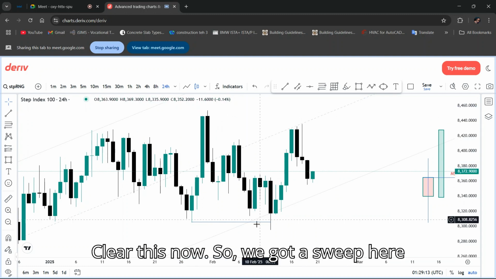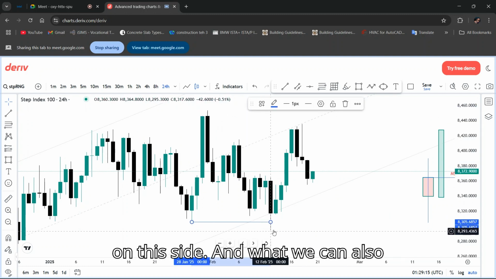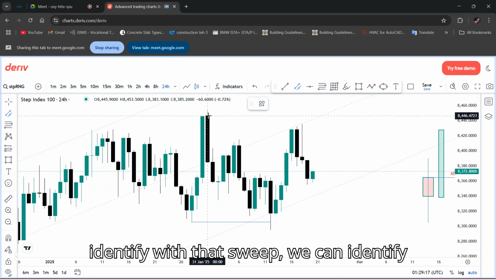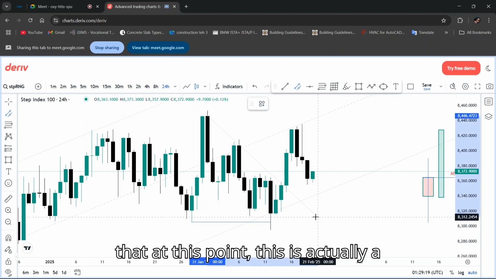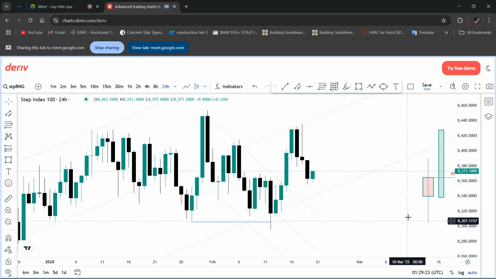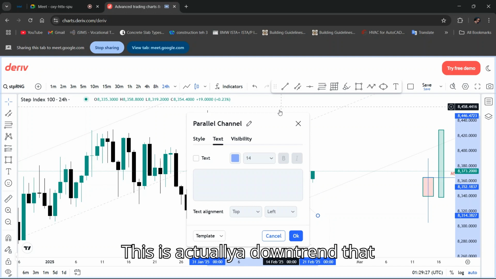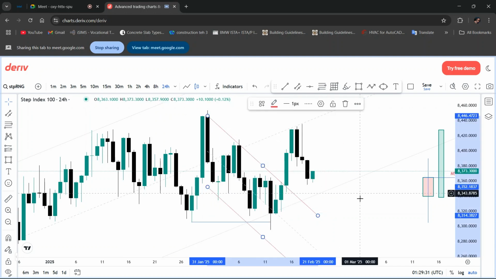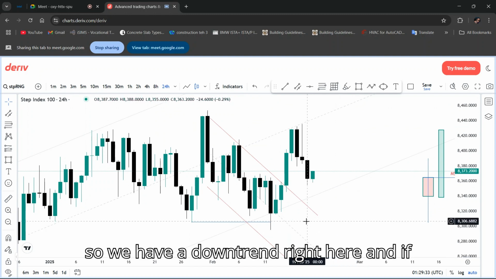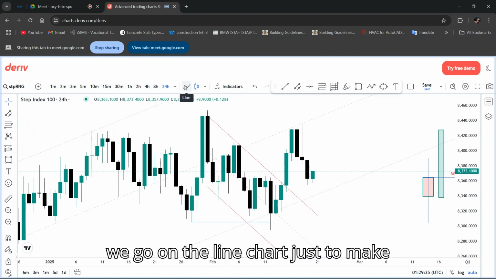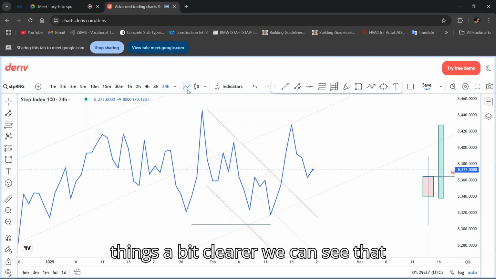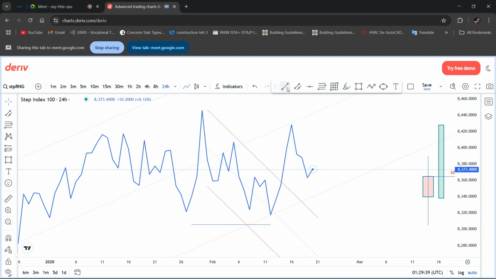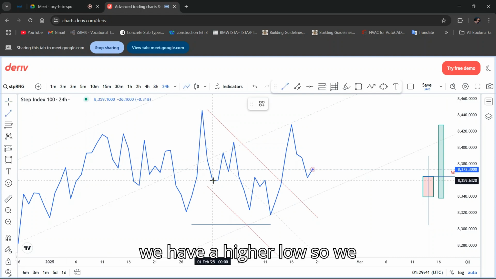Clear this now. So we got a sweep here on this side, and what we can also identify with that sweep is that at this point this is actually a downtrend. This is actually a downtrend that we have here. So we have a downtrend right here. And if we go on the line chart, just to make things a bit clearer, we can see that we have a higher low.